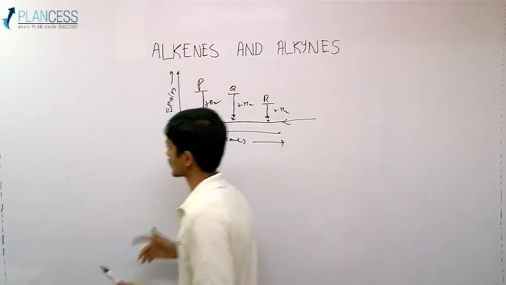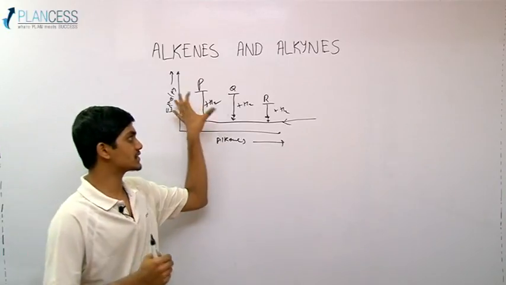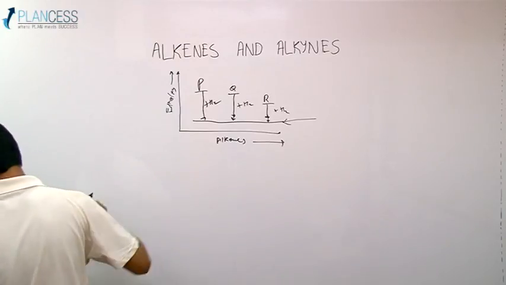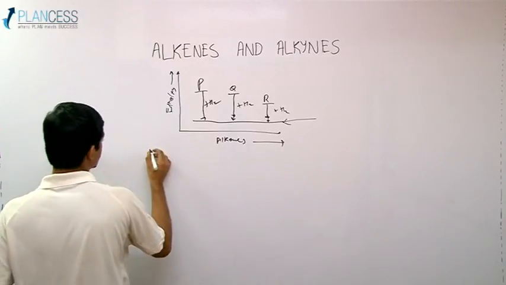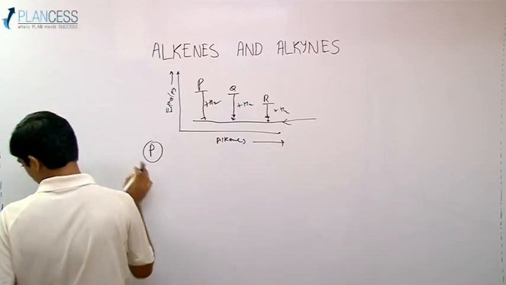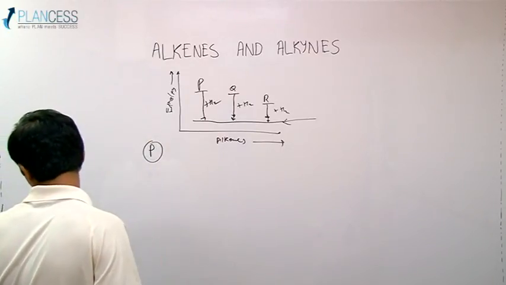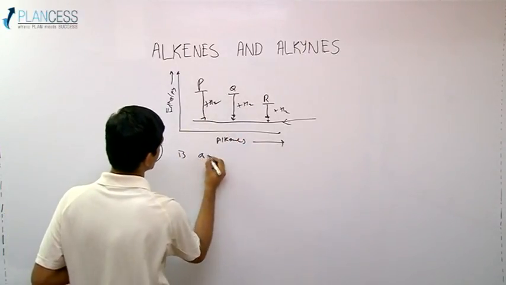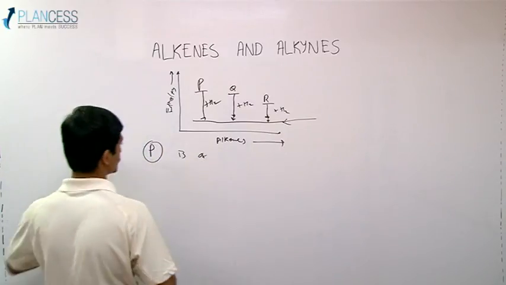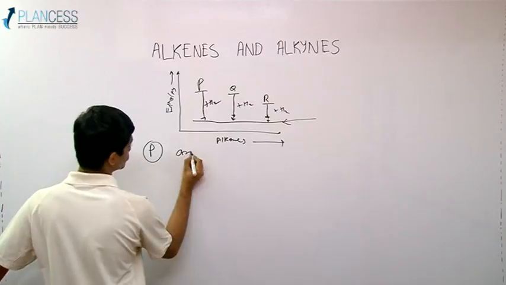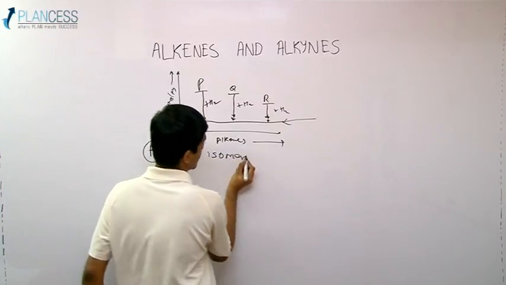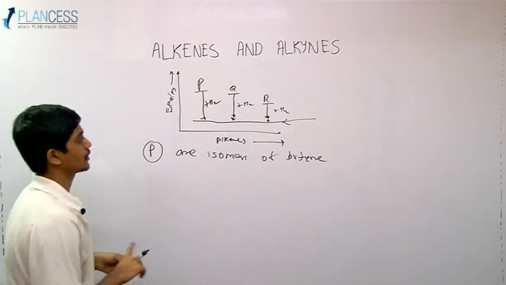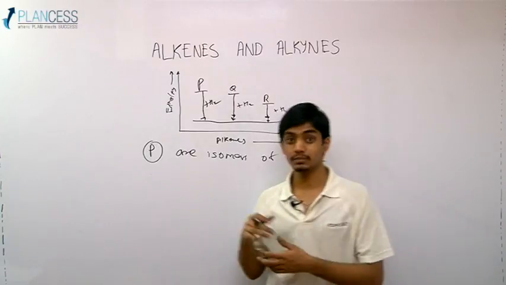Fine. So now, what do you say about the stabilities of this P, Q, R? That is the first question. From the above graph, identify P if P, Q, R are the isomers of butene. Now, what are the possible isomers of butene?